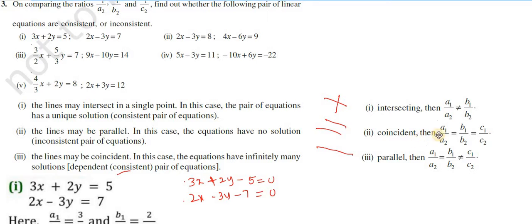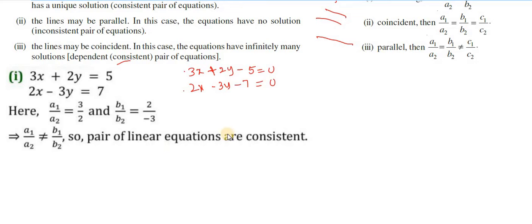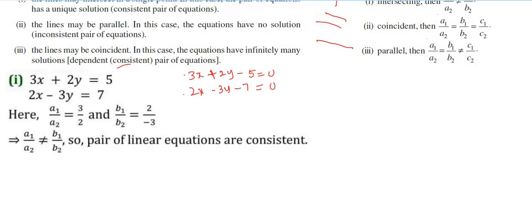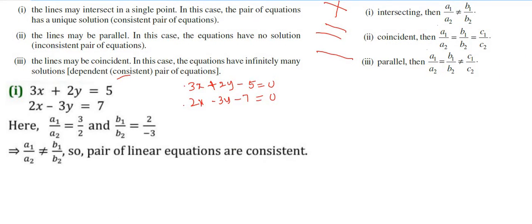Next, if a1 by a2 is equal to b1 by b2 is equal to c1 by c2, then the line is a coincident line. And if a1 by a2 is equal to b1 by b2 is not equal to c1 by c2, then the lines are parallel. This is the first problem. I hope all of you understood this. Therefore, for this pair the equations are consistent, because it is intersecting lines. So next we'll move to the next problem.